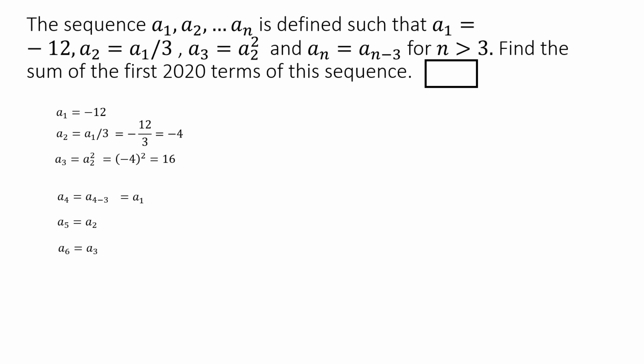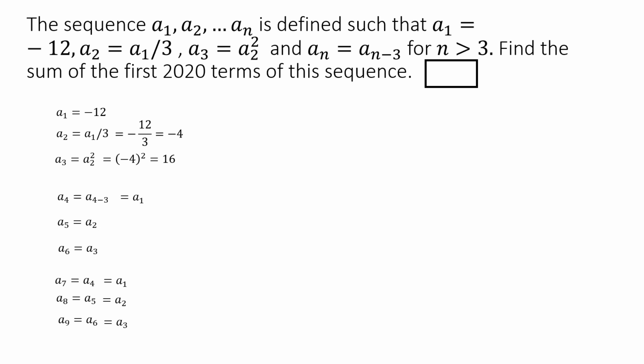And then you can go on to further show that A7 is equal to A4, but A4 is equal to A1, so we can write that as equal to A1. Similarly, A8 is equal to A5, and from the previous three, we have found that A5 is equal to A2, so we have A8 equal to A2. And finally, A9 is equal to A6, and that will be equal to A3.